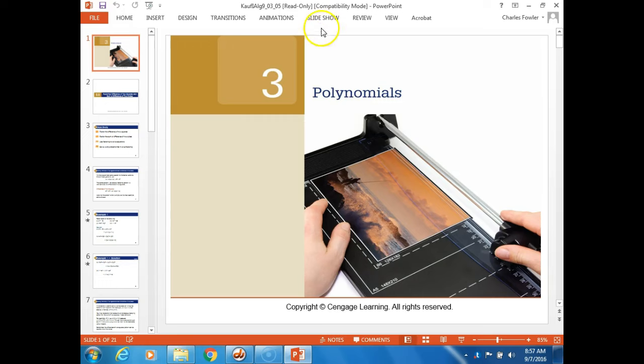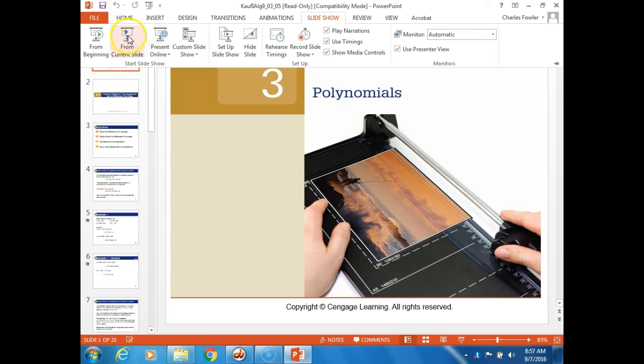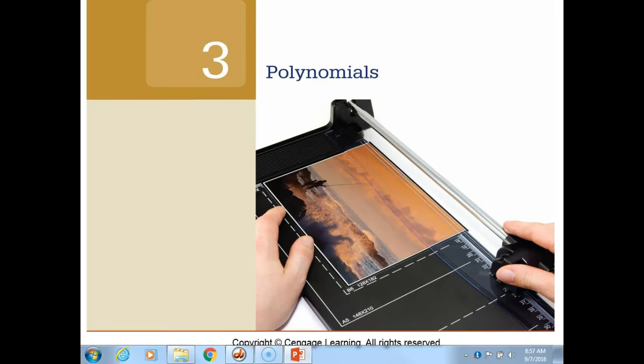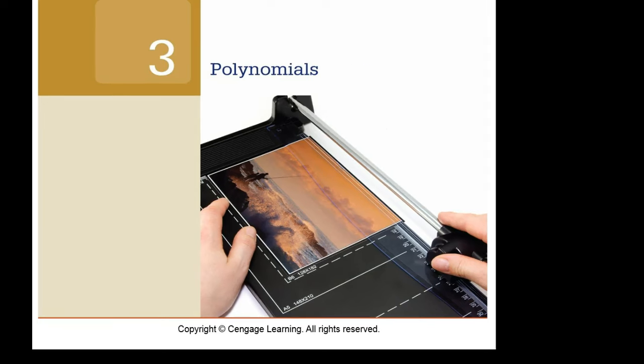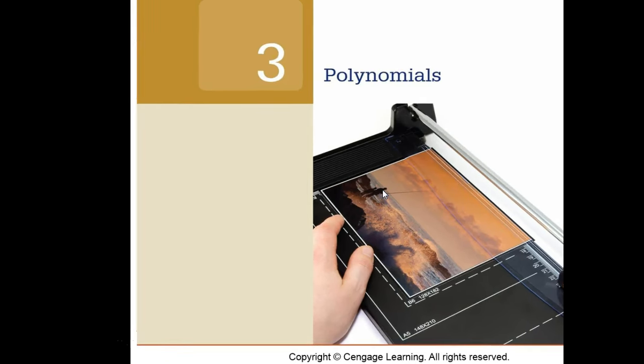All right, now we go to the slide. Okay, from current slide. All right, chapter 3 again is talking about polynomials, if this will ever come up. Yuck, this is so slow. Okay, I still got to get rid of this and that, and that.